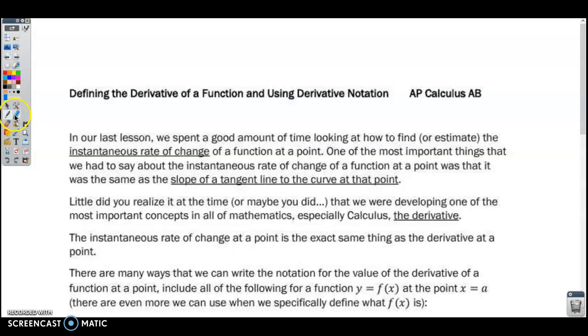Let's see. We looked at, in the last lesson, how to find instantaneous rate of change. One very important thing that we had to say about the instantaneous rate of change was that it is the same as the slope of the tangent line to a curve at that point. Okay? Little did you realize at the time, or maybe you did, that we were developing one of the most important concepts in all of mathematics, especially calculus, the derivative. So this instantaneous rate of change that is the same as the slope of a tangent line to a curve, that is actually our definition of what a derivative of a function is at a point.